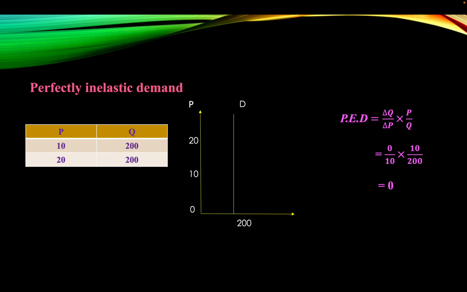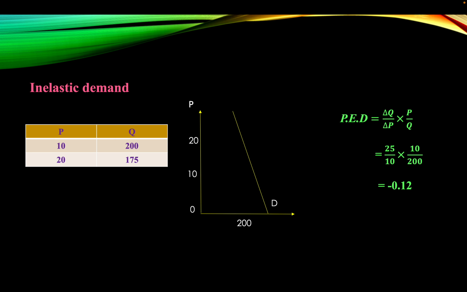Inelastic demand. So if you use the price elasticity of demand equation, delta Q you can see is 200 to 200, that means the difference is 0. Delta P, 10 to 20, the difference is 10. And we take the price as 10 and the quantity as 200. So the coefficient is 0. That means perfectly inelastic demand. In a perfectly inelastic demand, the curve is parallel to the price axis.